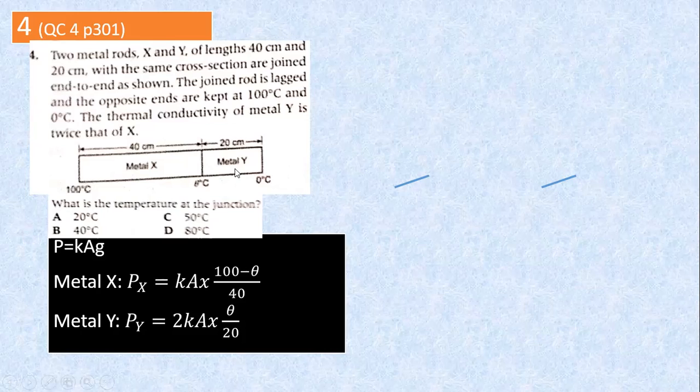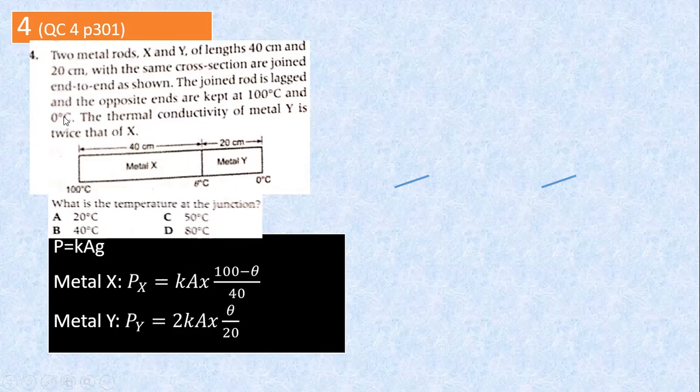As long as our unit is the same, we are okay. You are told that they are different lengths. One is 40, one is 20. That's the reason why we read 20 here, 40 there. Same cross-section area.